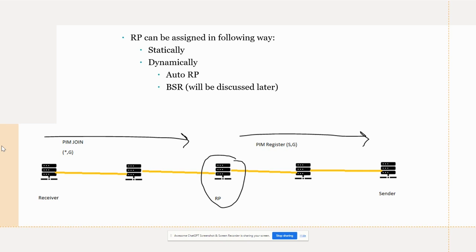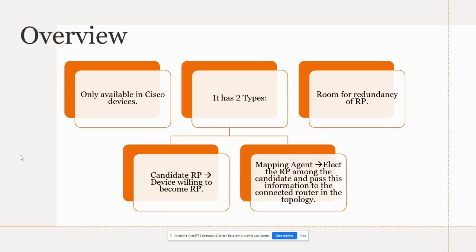So in the below topology shown here, I have configured static RP, and in the coming videos we will learn how to configure dynamic RP like auto RP and BSR, which is bootstrap router. I'm going to discuss it later in the following section.